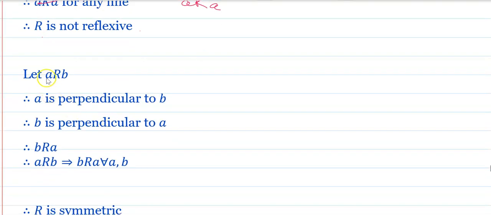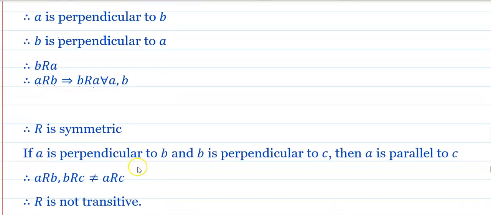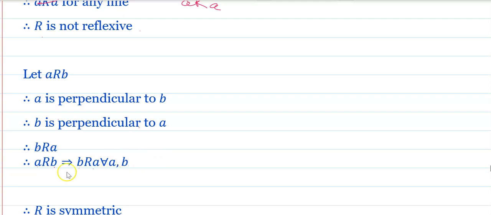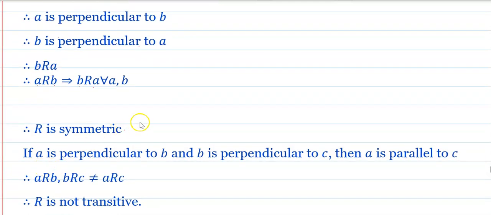What about the next? A R B means what? A is perpendicular to B. It's clear that B is perpendicular to A, which means B R A. Hence A R B implies B R A for every A, B belonging to the set of lines in that plane. Hence R is symmetric.